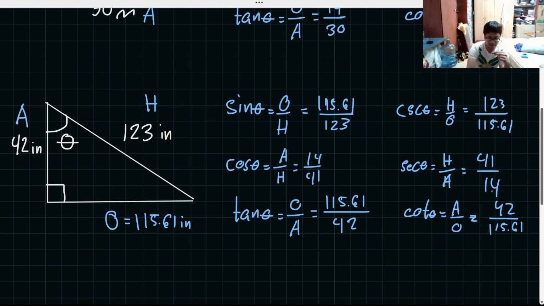Let me check if I can simplify for the tangent and for cotangent. 115.61 divided by 42. Is it possible for me to simplify? Nope. So we're just going to leave it that way.